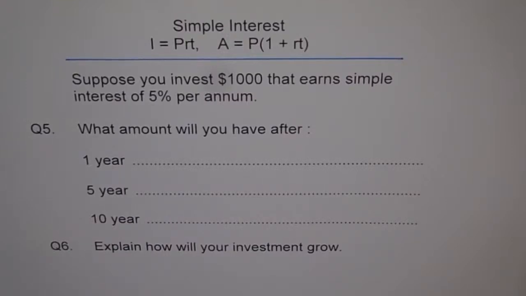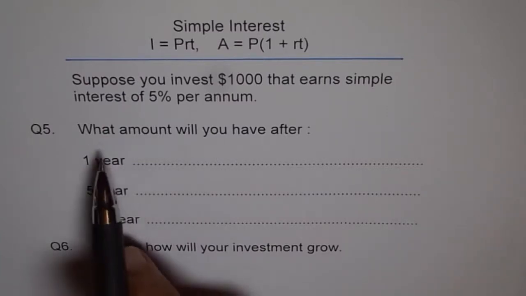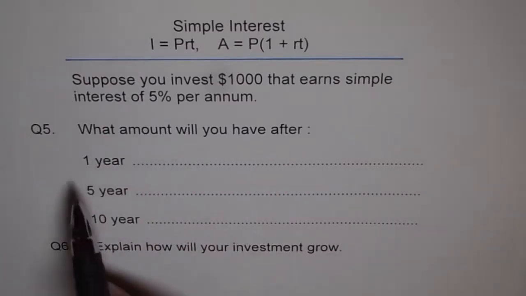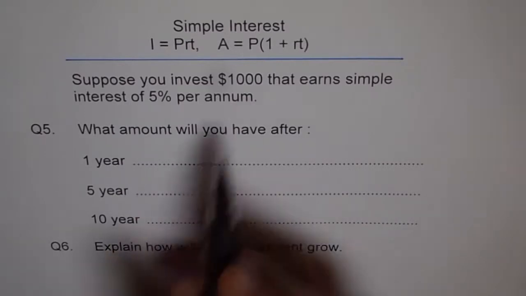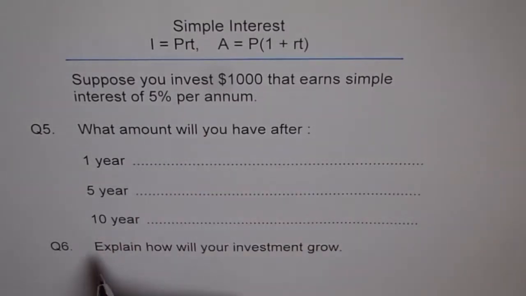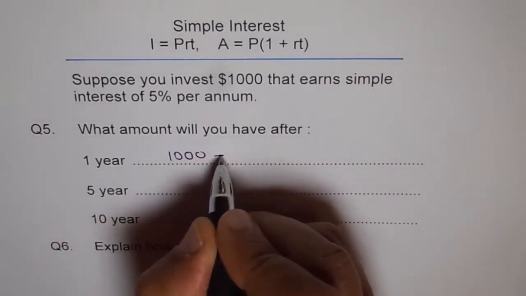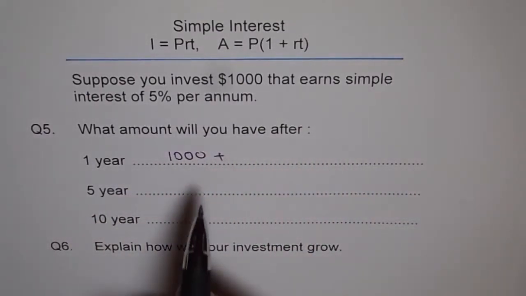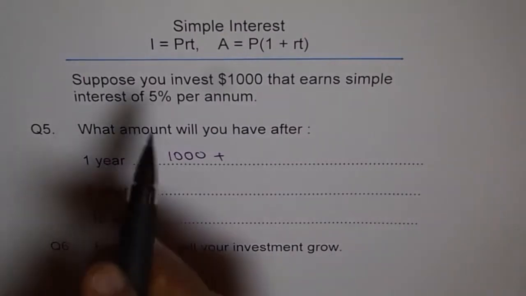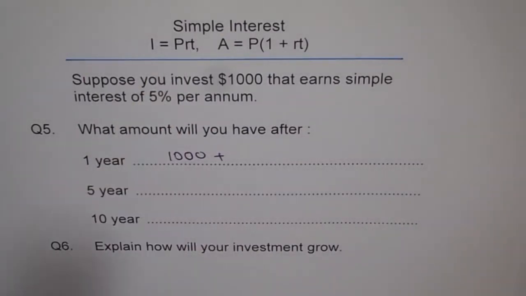Simple interest. Suppose you invest $1,000 that earns simple interest of 5% per annum. What amount will you have after 1 year? After 1 year, you'll have your amount, which is $1,000 for sure, plus the interest earned. And how much interest will you earn in 1 year? Interest earned will be PRT, right?